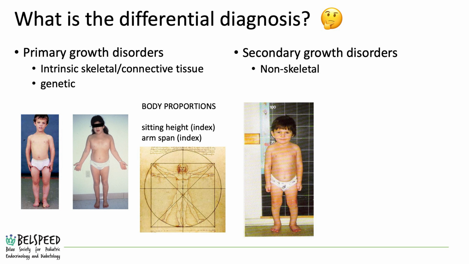And how can you differentiate between these two? It's very important to look at body proportions. When you examine a child, it's important to address sitting height. You measure the sitting height, and then if you want to have the index, you divide it by the height. And you can also do it for the arm span, the arm span index. Those are two important clues in your differential diagnosis.